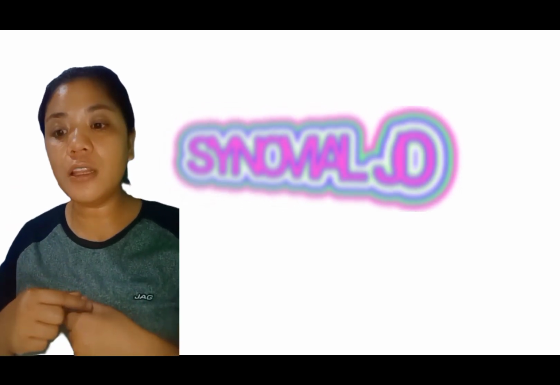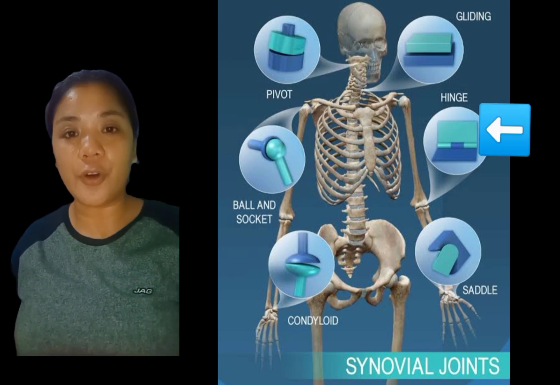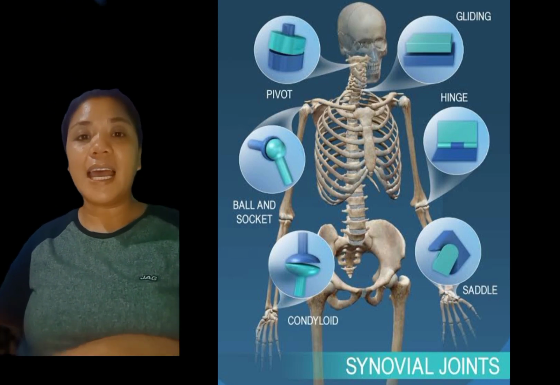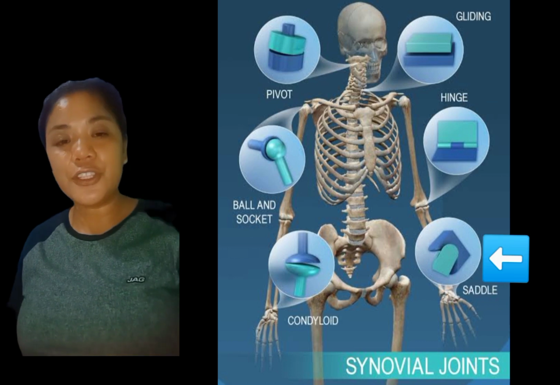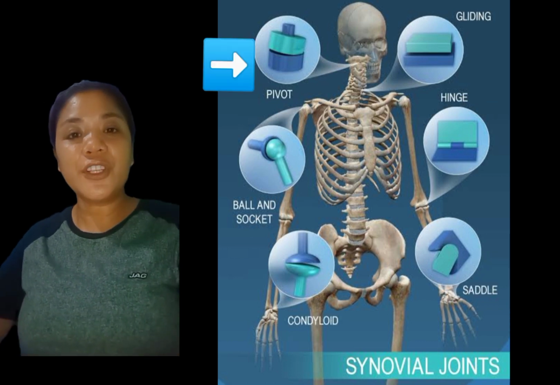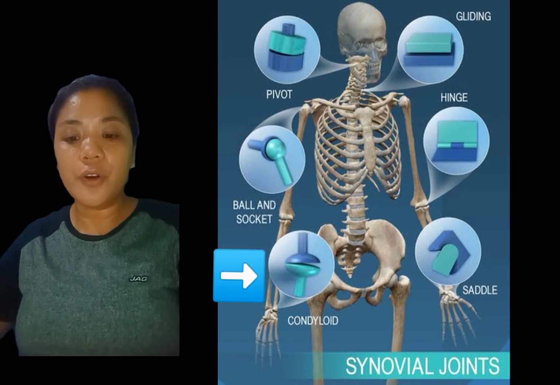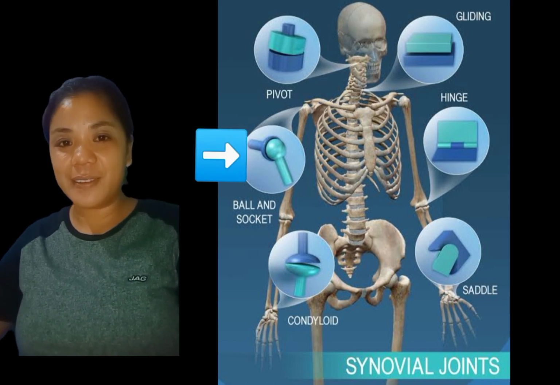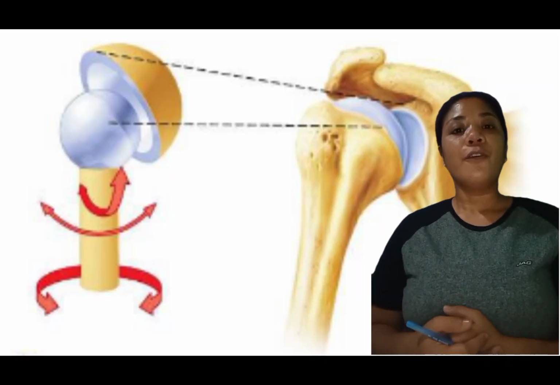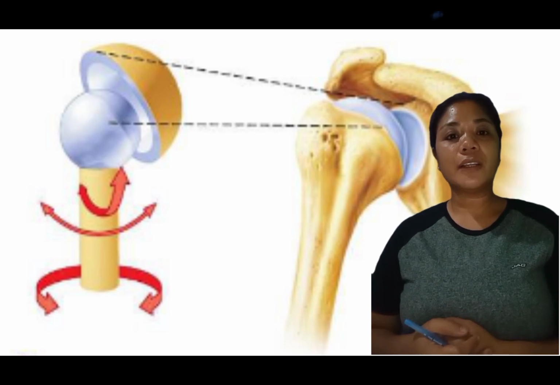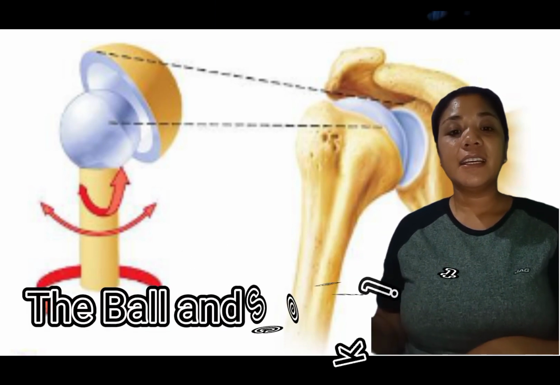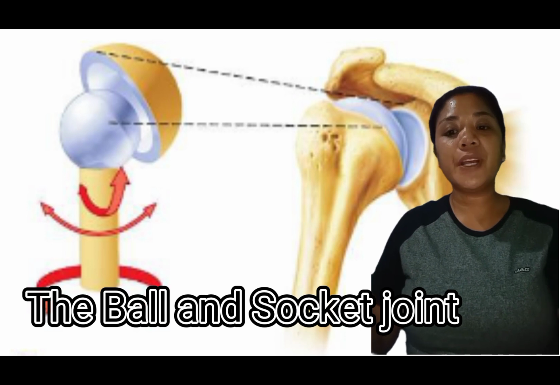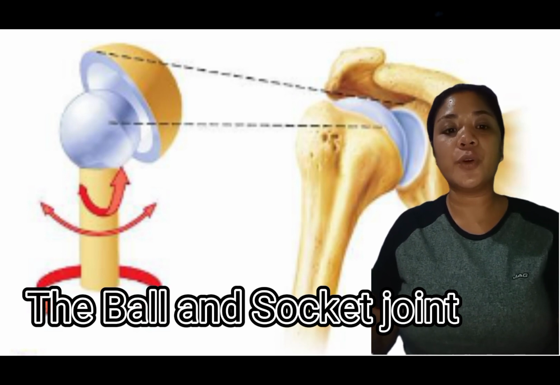First, we will tackle the six examples of synovial joints. There we have hinge joints, gliding joints, saddle joints, pivot joints, condyloid joints, and ball and socket joints. First, we will tackle the ball and socket joints, or shall we call them spheroid joints.